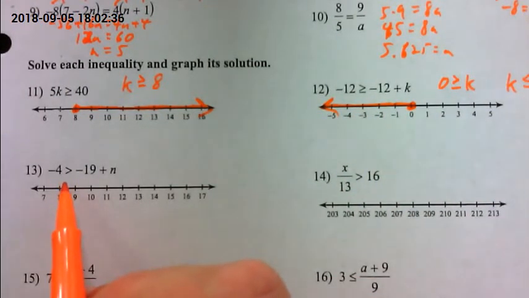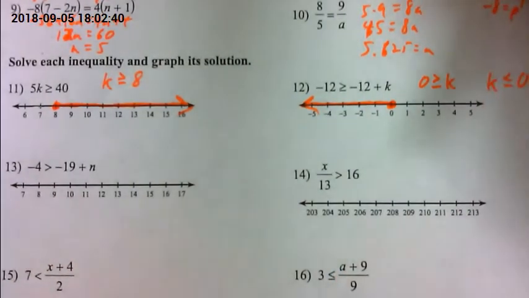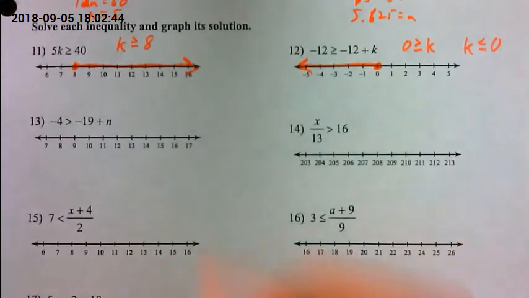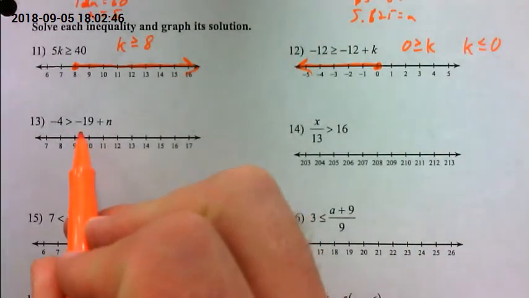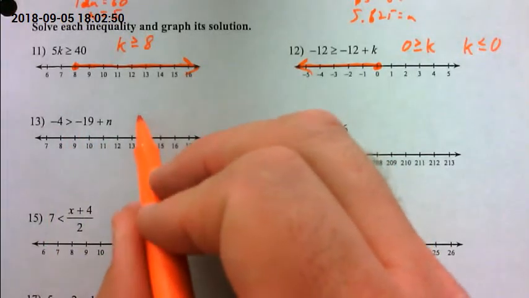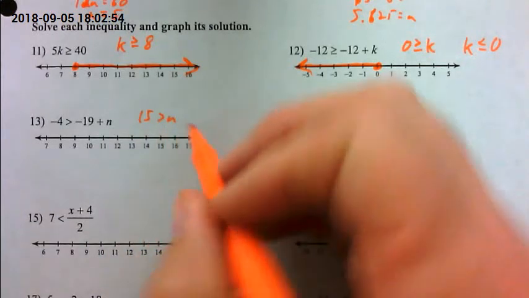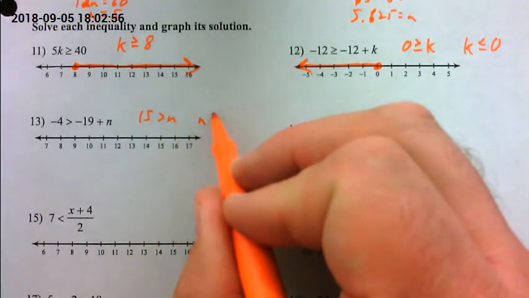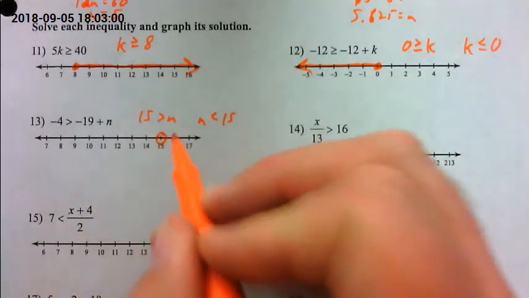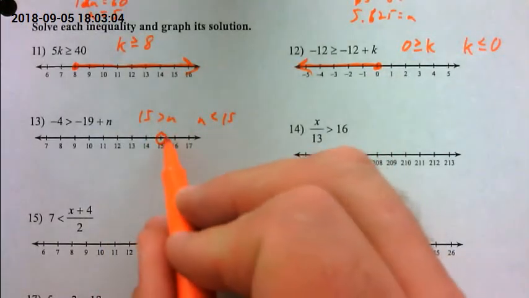On number 13, we have the 19. Bring it over by adding. So you get a +15 is greater than n. Again, to graph it properly, we're going to flip it. So n is less than 15. So at 15, we have an open circle because it's not included this time. We don't have the and equal to underneath. And then it's everything greater.